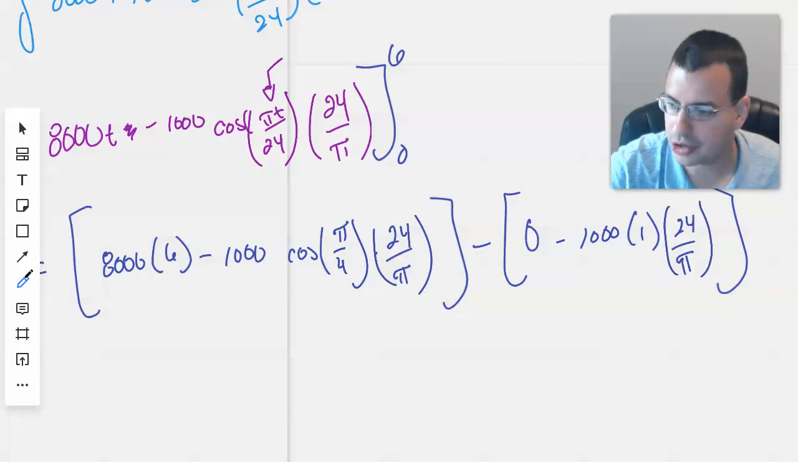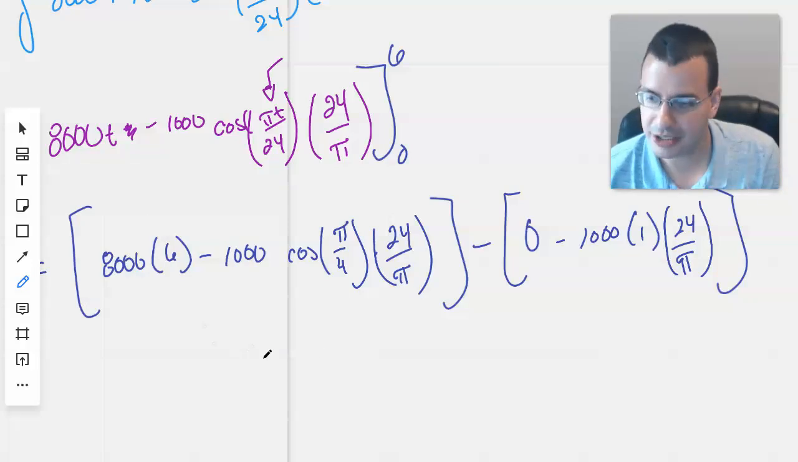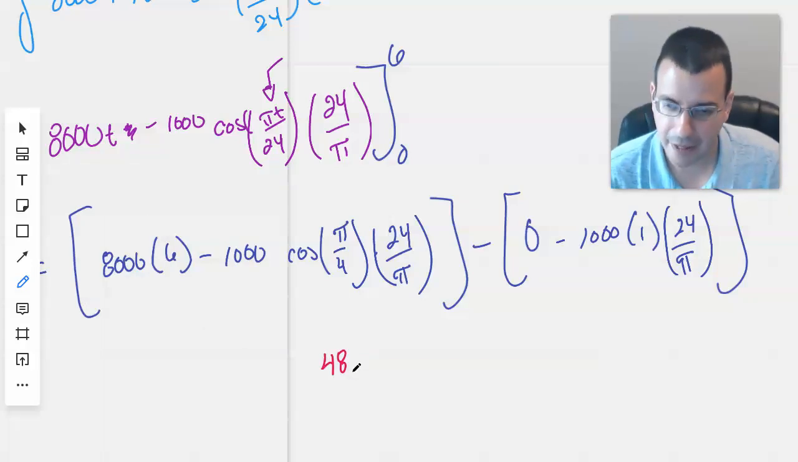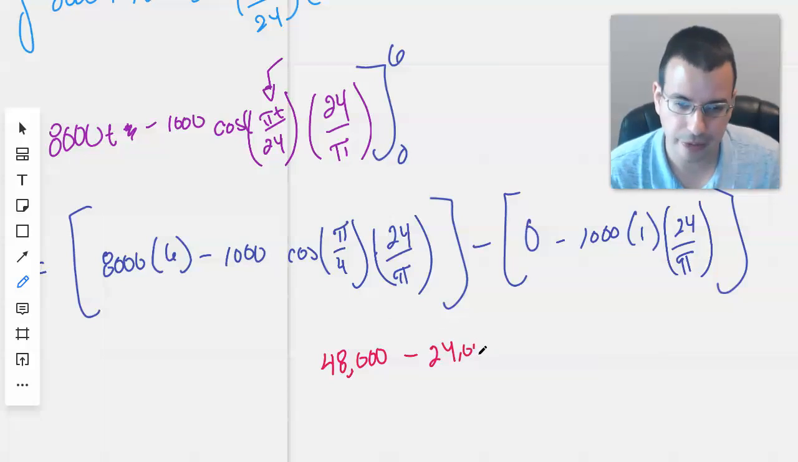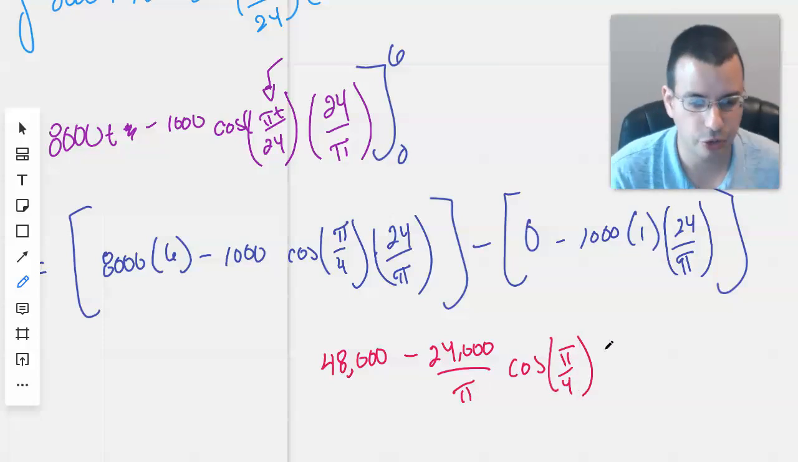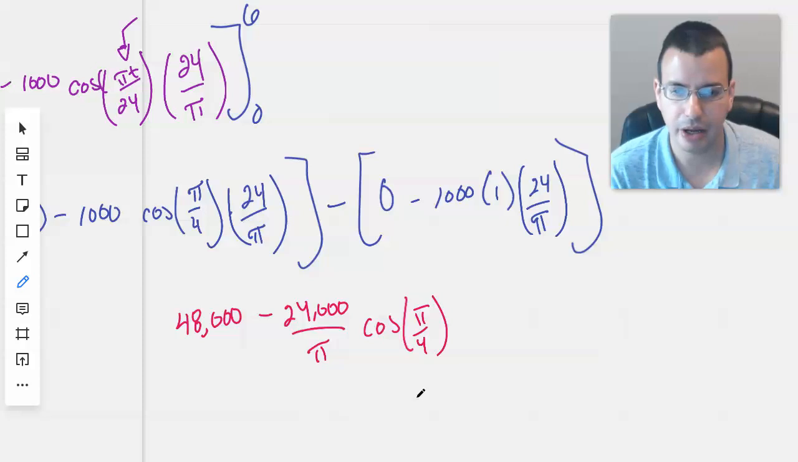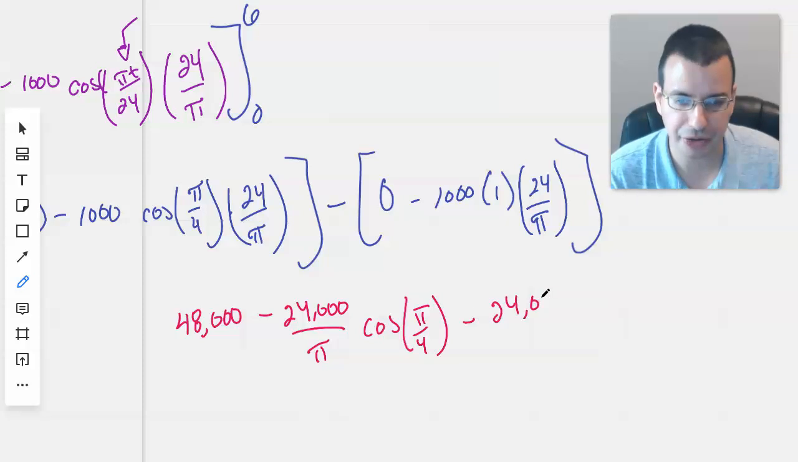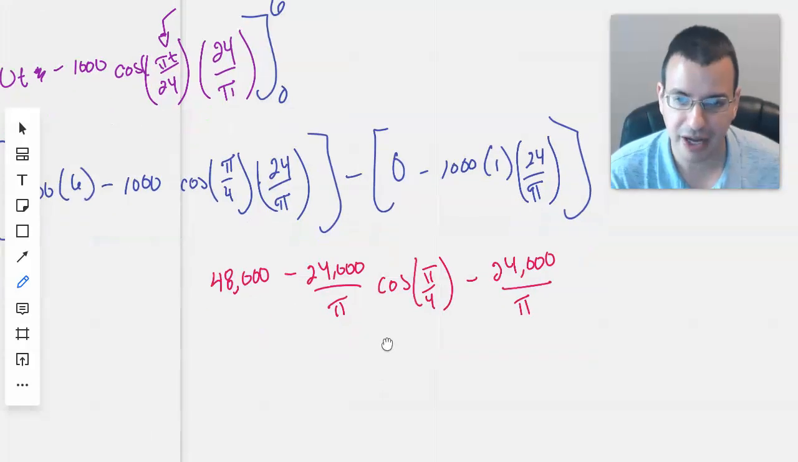All right? Then I'm going to simplify this, and then I'm going to calculator it. So 6 times 8 is 48, so we have 48,000 minus, I'll say 24,000 over pi cosine of pi over 4. Cosine of pi over 4 is square root of 2 over 2. But I'll let someone else do that math. Okay? I'm going to simplify this one more time.